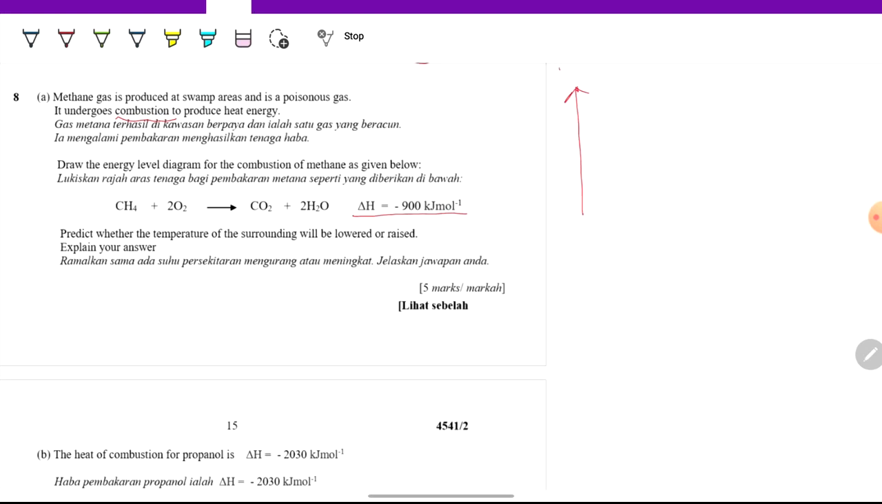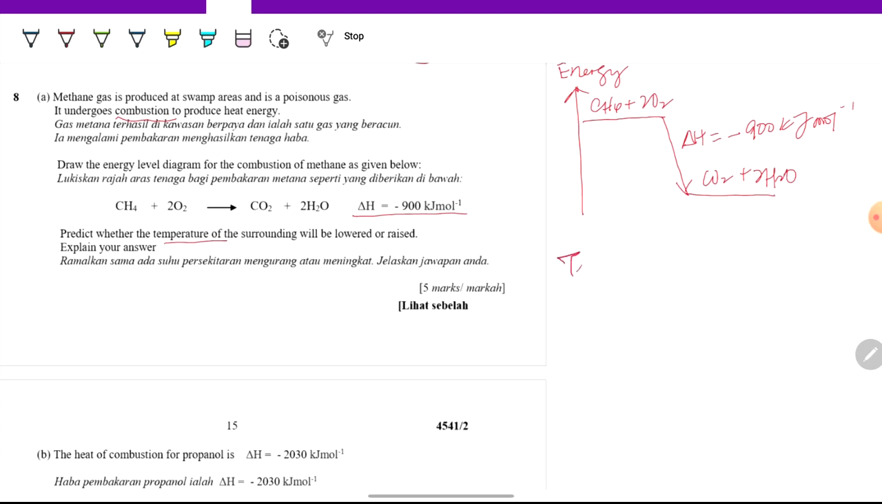So the energy level diagram. We have to label energy, must remember. Since it is exo, you're going down, like this. Next we can put in all the reactants here, CH4, just copy, 2O2. Then the products will be CO2 and 2H2O. Then we have to put the delta H is negative 900 kilojoule per mole. So you'll get three marks here.